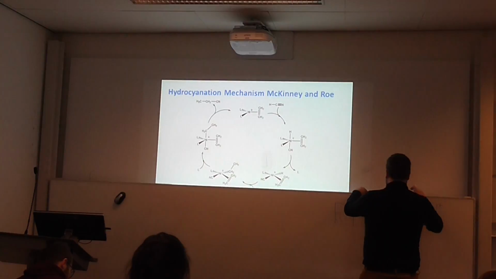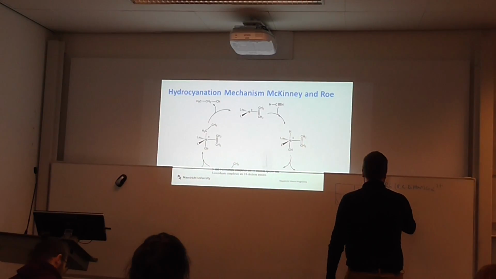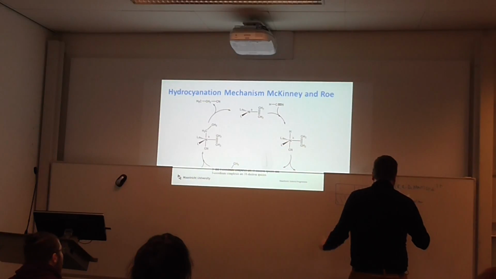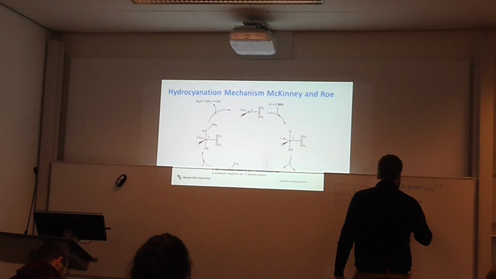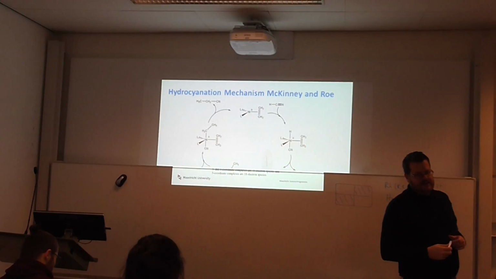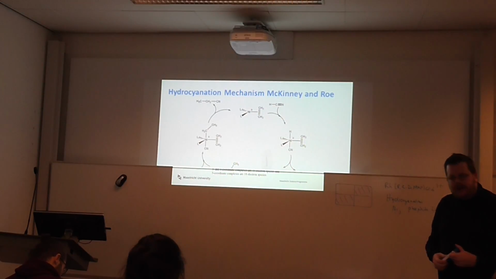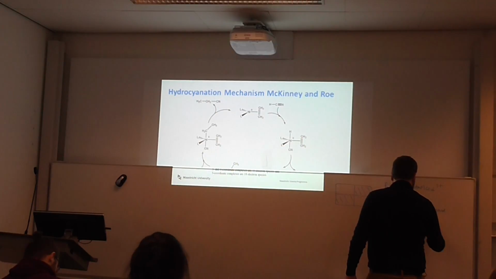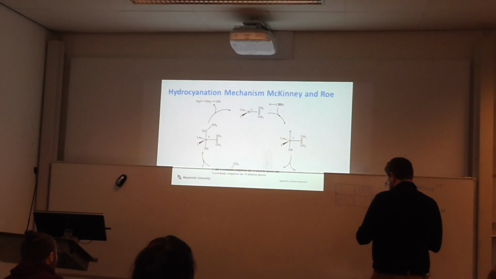Let me write that down. So for hydrocyanation, we employ nickel together with, typically and traditionally, phosphite ligands. Now, what is a phosphite ligand? We know what a phosphine ligand is, PR3. What is phosphite? Oxygen. Correct. That is a phosphite ligand.